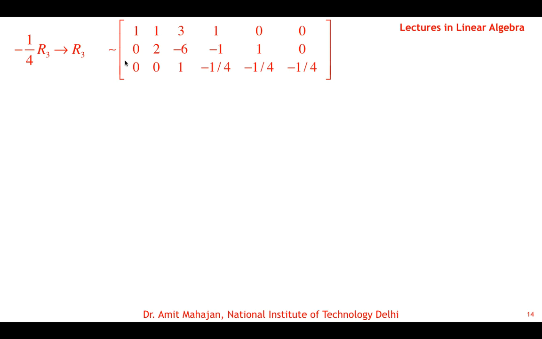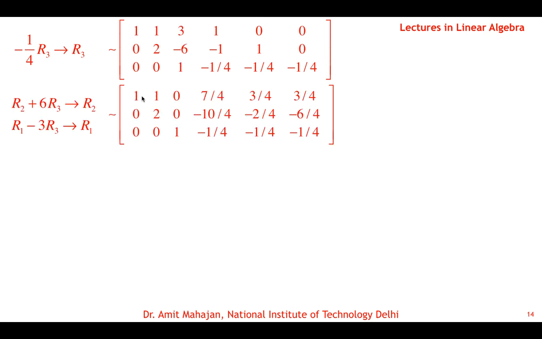Okay, so here we are changing the third element to 1 by dividing with minus 1 by 4, R3 impact on R3. So this element becomes 1 and all the other elements in this row are divided by minus 1 by 4. Now we'll use this one to make these two elements 0. Okay, so row 2 plus 6 times row 3. So this row plus 6 times this will make this element 0, and row 1 minus 3 row 3 impact on row 1, so this will make 3 minus 3, 0. Okay, so these two elements become 0.